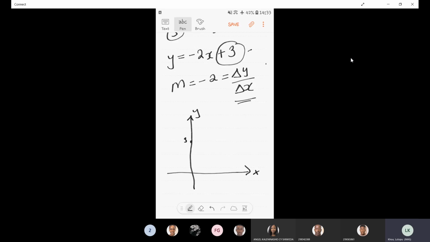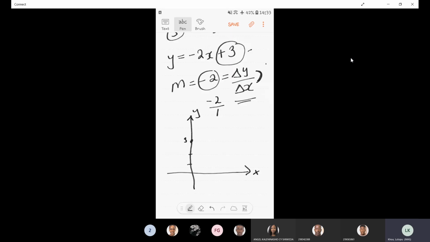Then what you do is this gradient that you got over there, you write it as a fraction, delta y over delta x. And the easiest way to do it is to write it as minus 2 over 1. Okay, so delta y, that means from this point over here, the y should go 2 steps down. Okay, so I'm going to move 2 steps down, so that's minus 2 and minus 1.